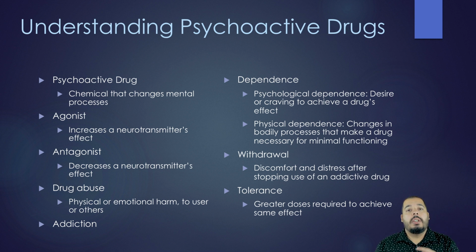Antagonists are the opposite. They are shaped similarly to, but different enough from, the naturally occurring neurotransmitter that allows them to bind to the receptors of postsynaptic neurons, blocking the neurotransmitter from entering. Now, many of the psychoactive drugs can be abused and addictive. But what is the difference?